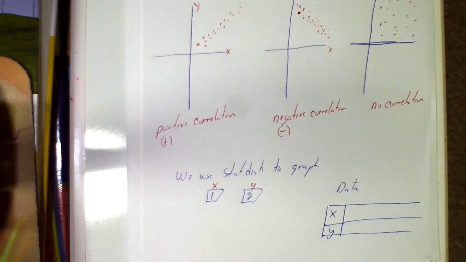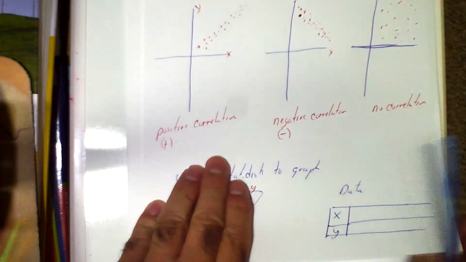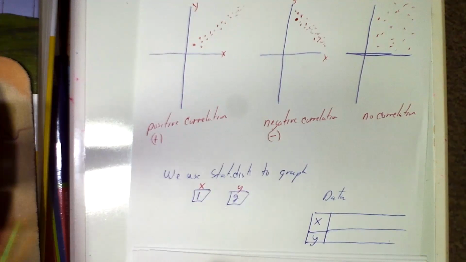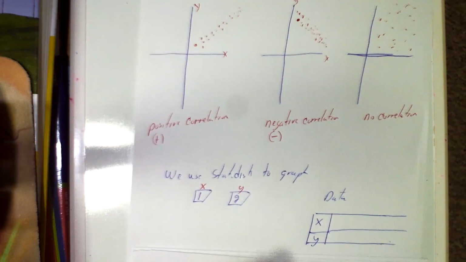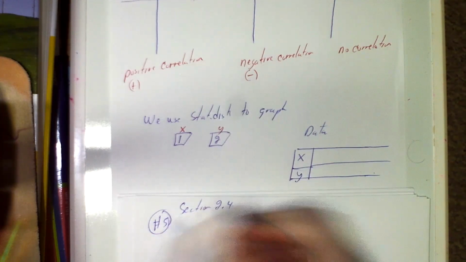All right, so let's do a problem from your exercises. We're going to do number 5 on your exercises on 2-4. So this is problem number 5 on section 2-4. Okay, all right, so let's go to the problem and let's see what we have.